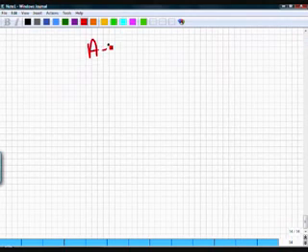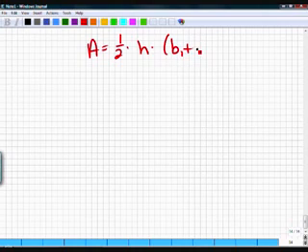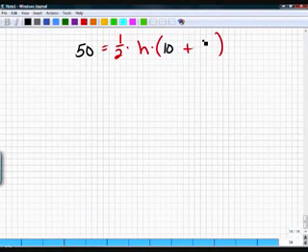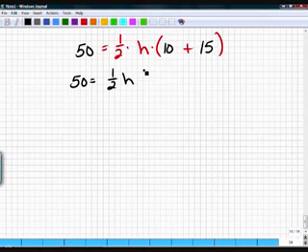A equals 1/2 times height times B1 plus B2. Let's plug in what we know. A is 50, is that right? B1 is what? 10. B2 is 15, okay. Now we've got the stuff plugged in. Clean up anything you can clean up. What can we clean up there? Yeah, we can add 10 and 15 there and you get 25.